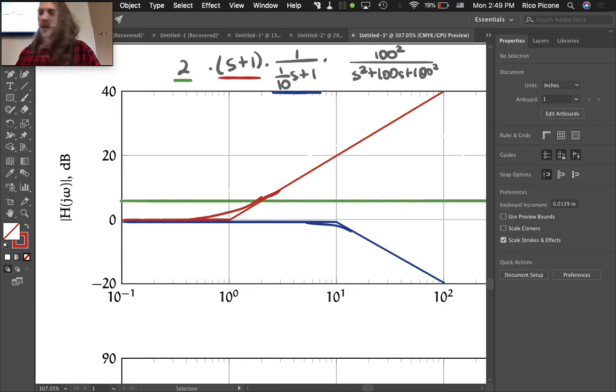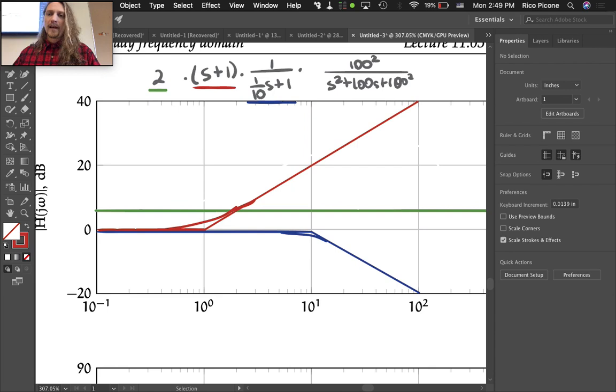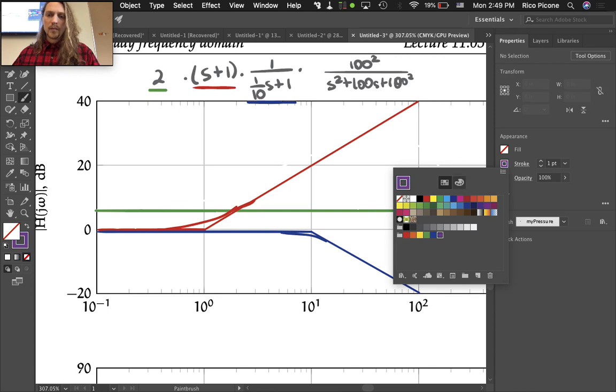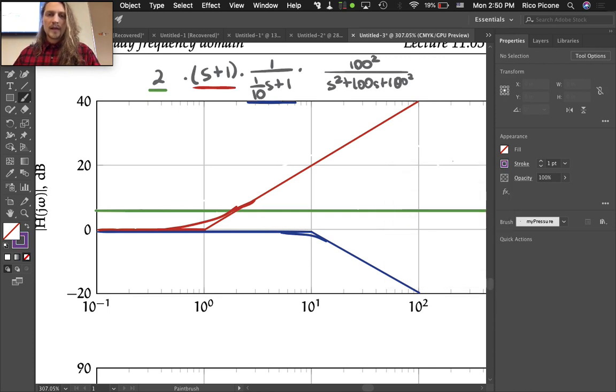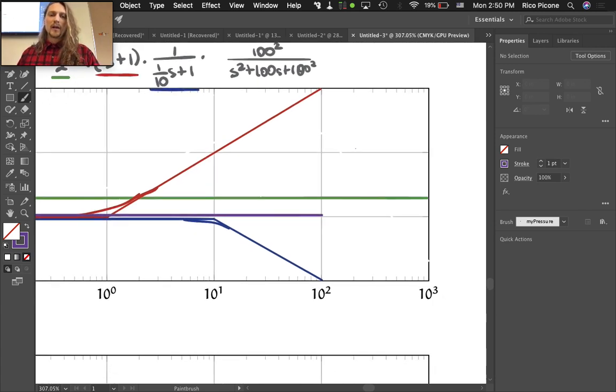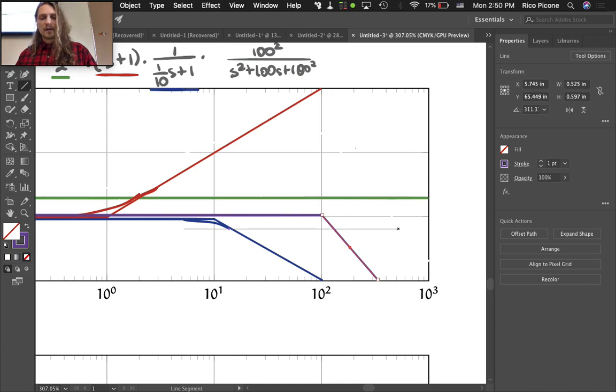Okay, and now we are to the last term. The last term, I'll do it in purple, is a second order pole pair. So it's 0 up to, the straight line goes to the break frequency, which the natural frequency is the break frequency for a second order system, and that is 100 in this case. And then we have a slope of negative 40 dB per decade thereafter.